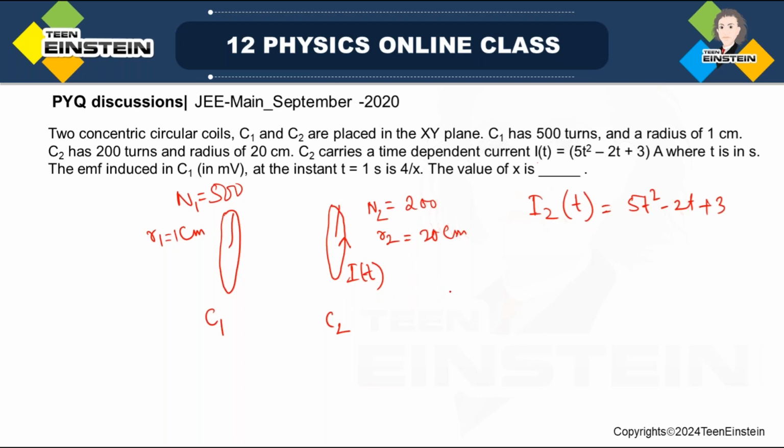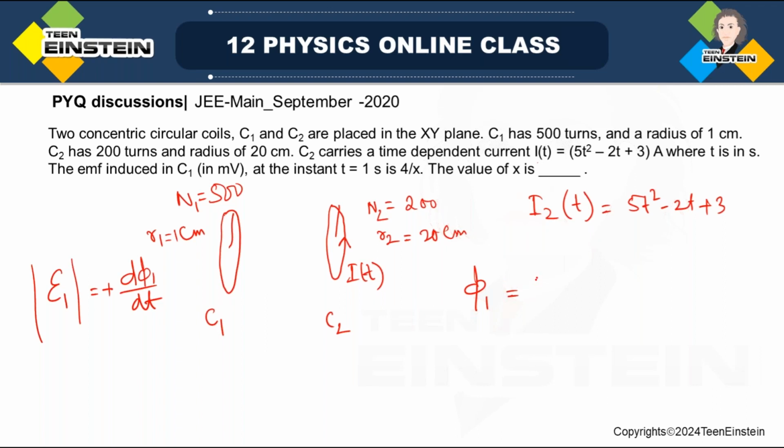So I have to find out the EMF induced in C1. EMF means minus d phi 1 by dt, or if I take the modulus for the time being, d phi 1 by dt. So this is what we have to find out here. What is phi 1 then? How to find out phi 1? Phi 1 is the flux linked with the coil C1.